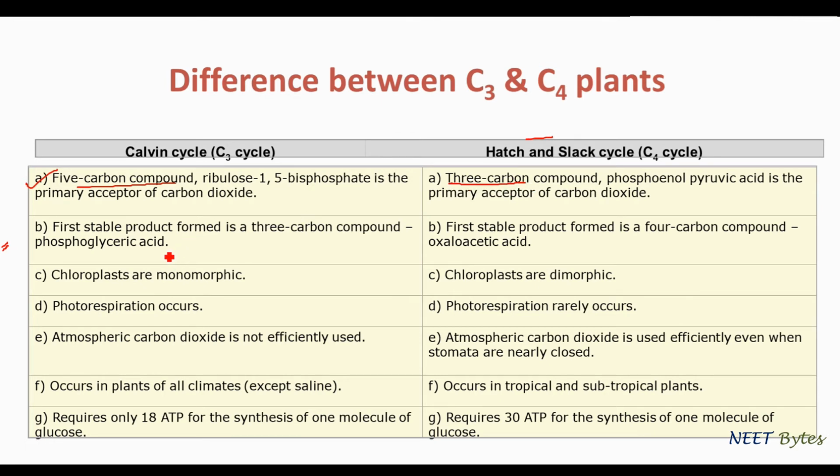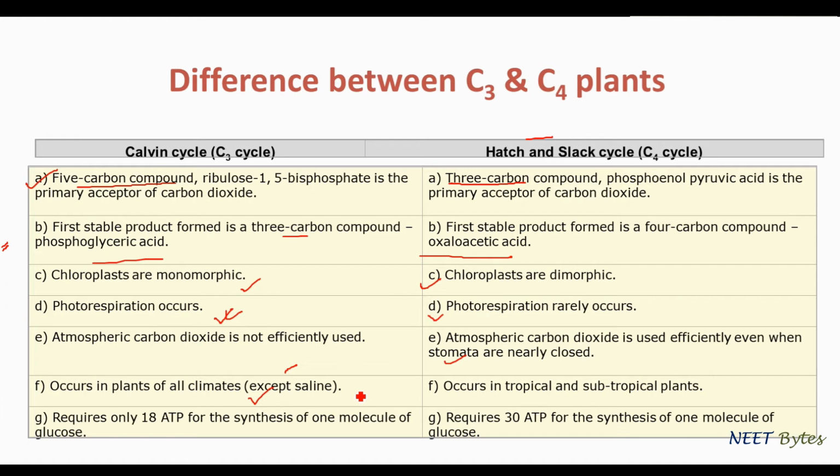First stable product is 3-PGA, but here that is oxaloacetic acid. Chloroplast is monomorphic, here it is dimorphic. In C3 plants photorespiration occurs, but in case of C4 plants photorespiration is negligible. Atmospheric carbon dioxide is not efficiently used because rubisco is undergoing both carboxylase as well as oxygenase activity. But Kranz anatomy ensures that there is going to be carboxylase activity only.